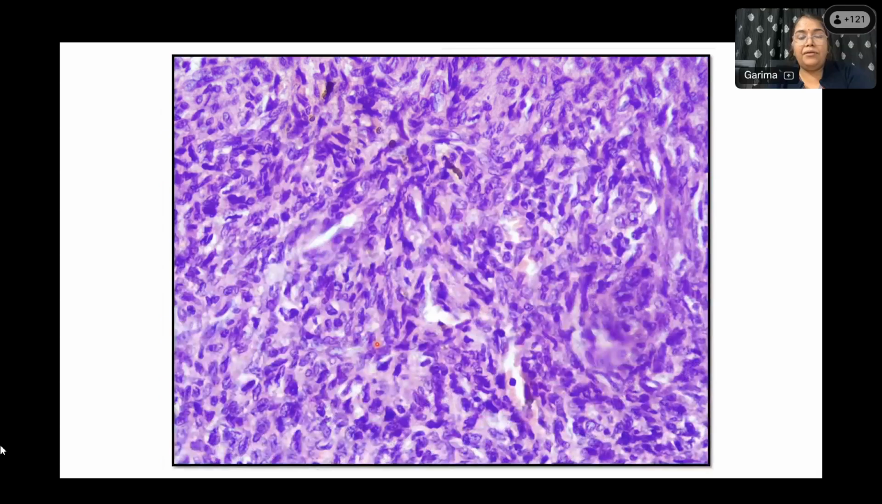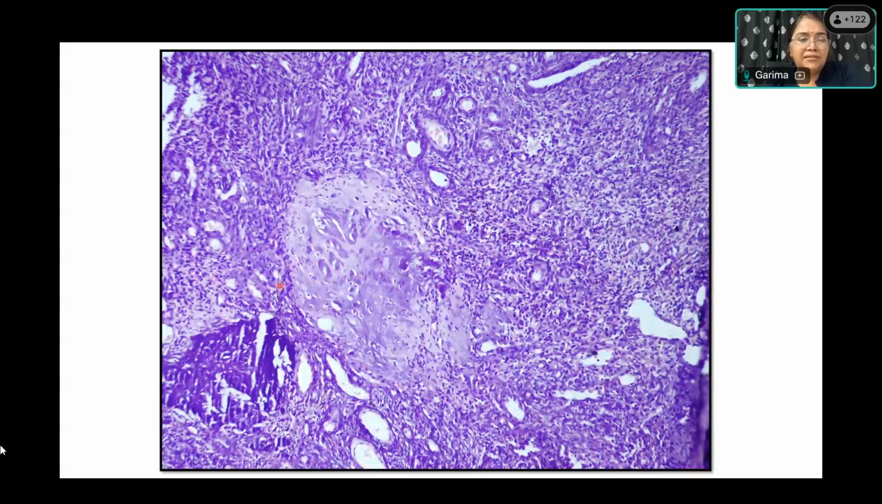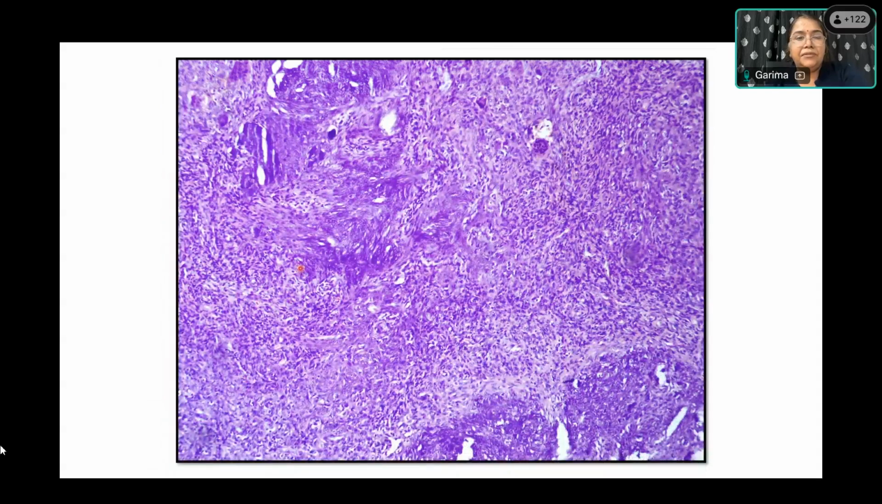Now, this is the high power view of these spindle cells. Can you make a diagnosis? Did you reach a diagnosis or any differential diagnosis in this case? You said this is a spindle cell tumor which is showing you some giant cells, and you could appreciate some cartilage-like structure. I gave you this extra point that there is a lot of calcification, this dirty looking calcification which you are seeing in these slides. This is again dirty looking calcification.